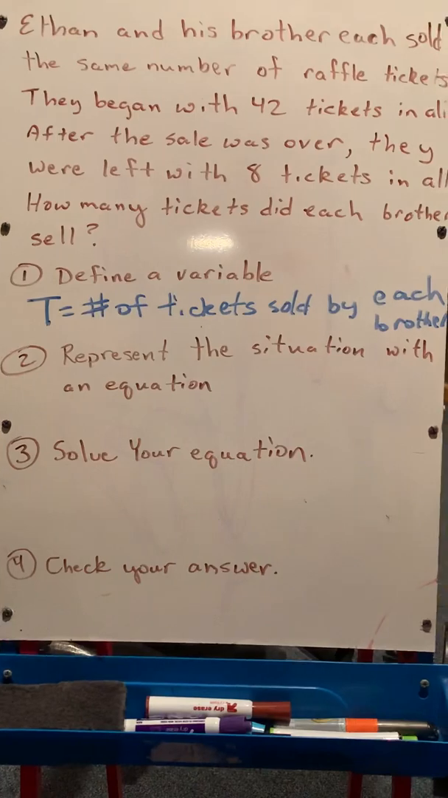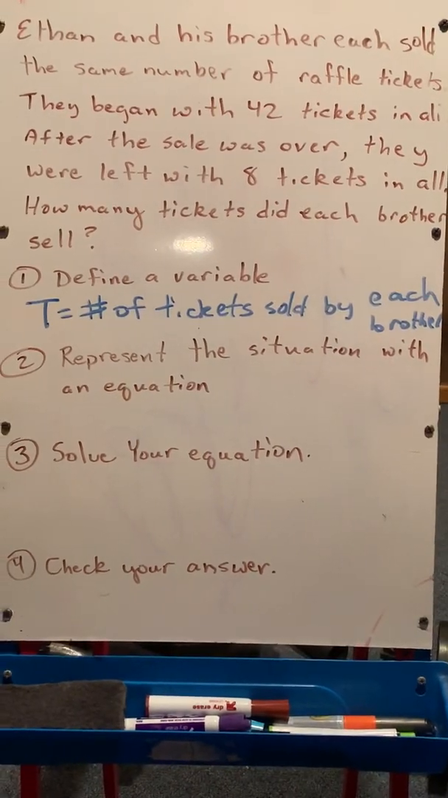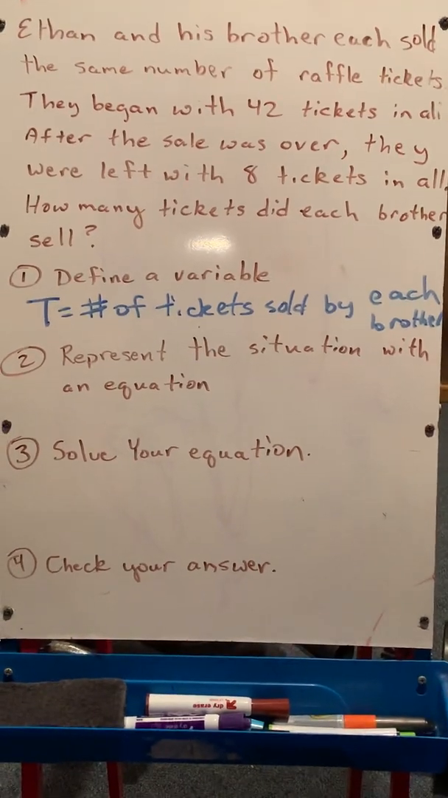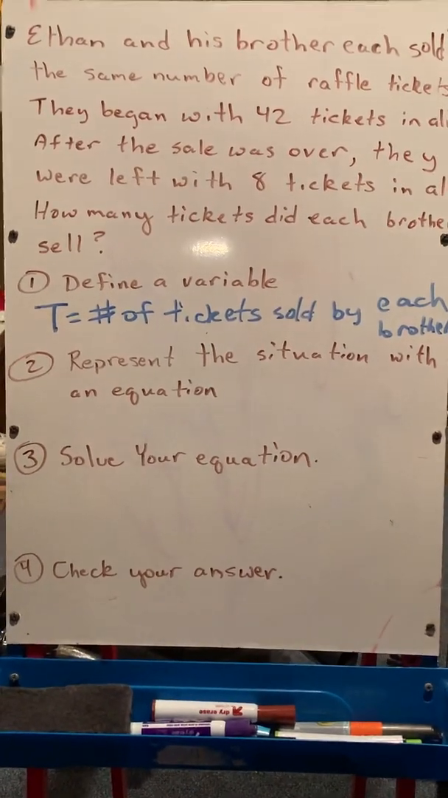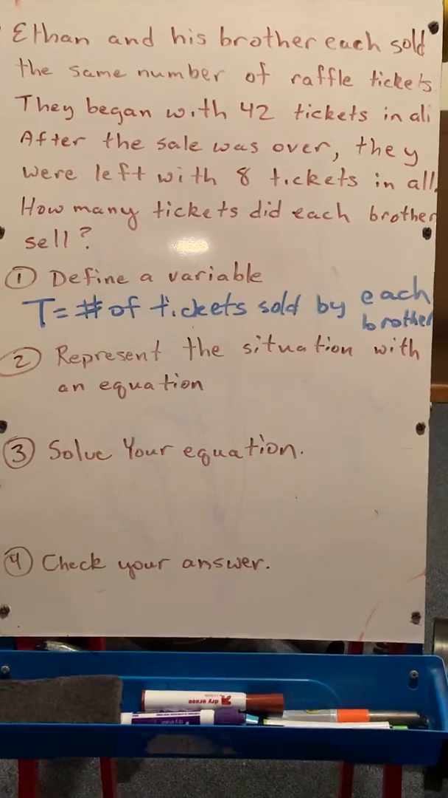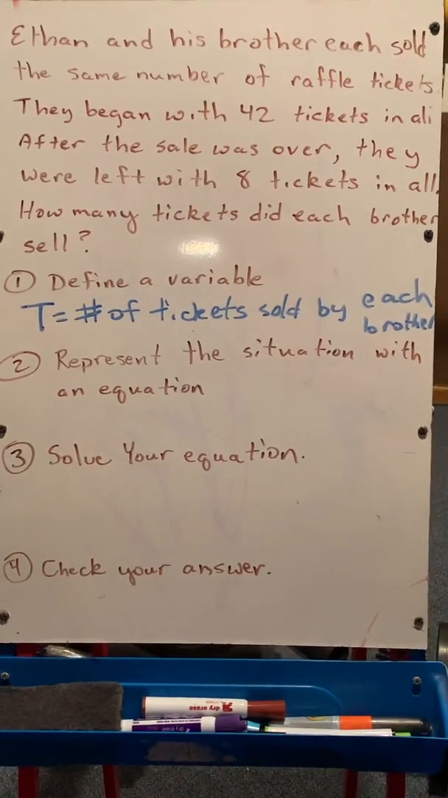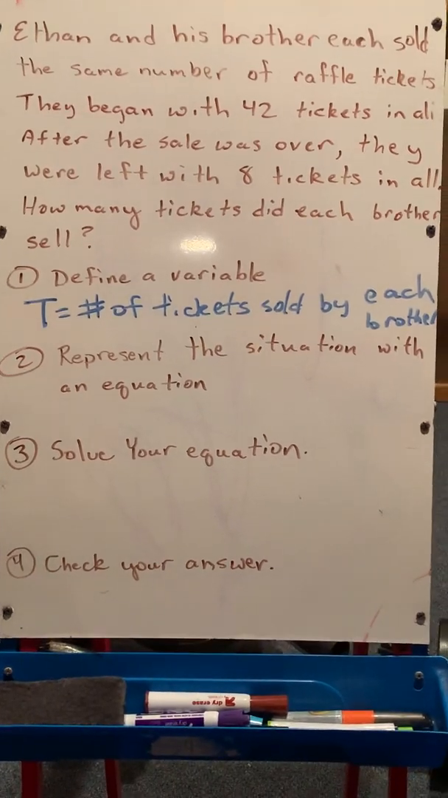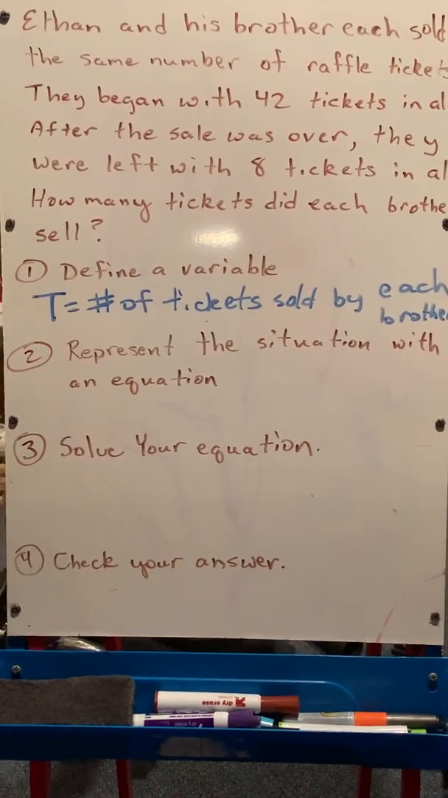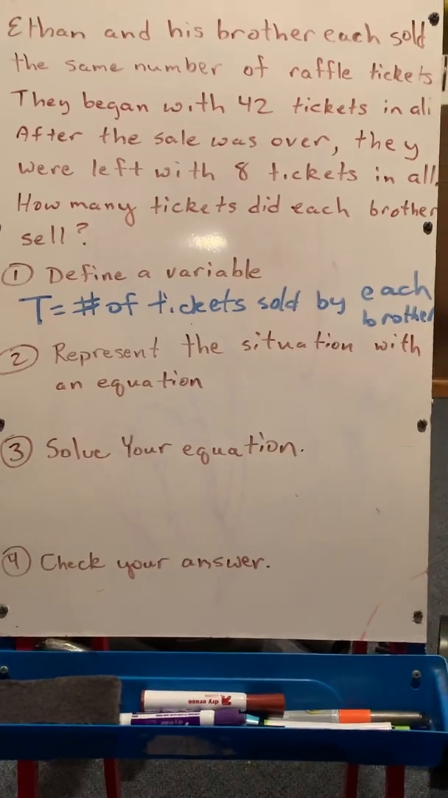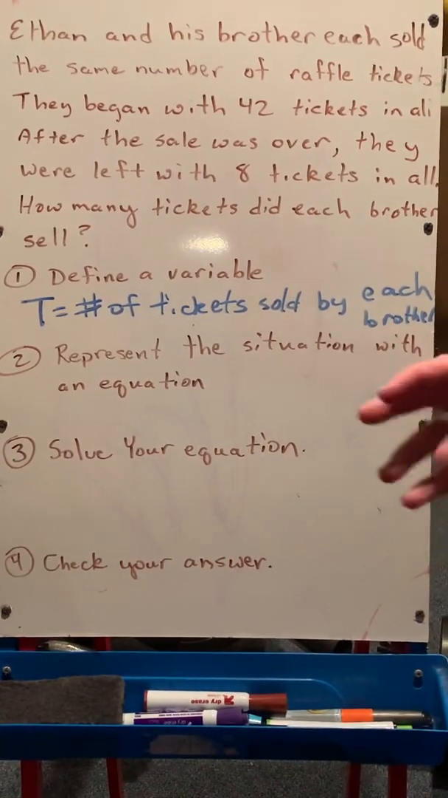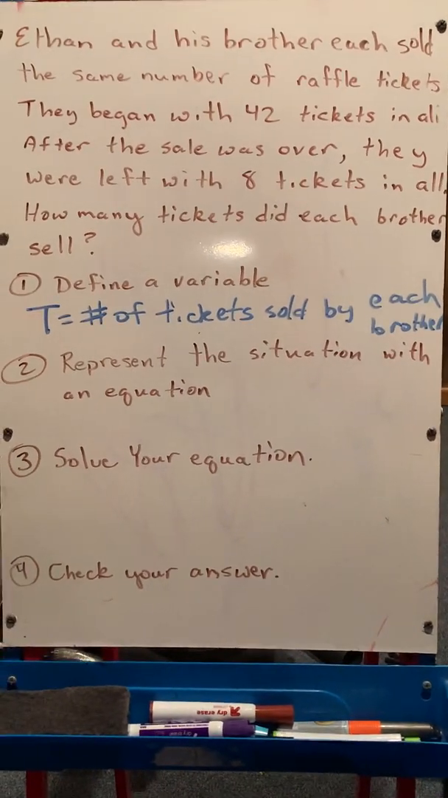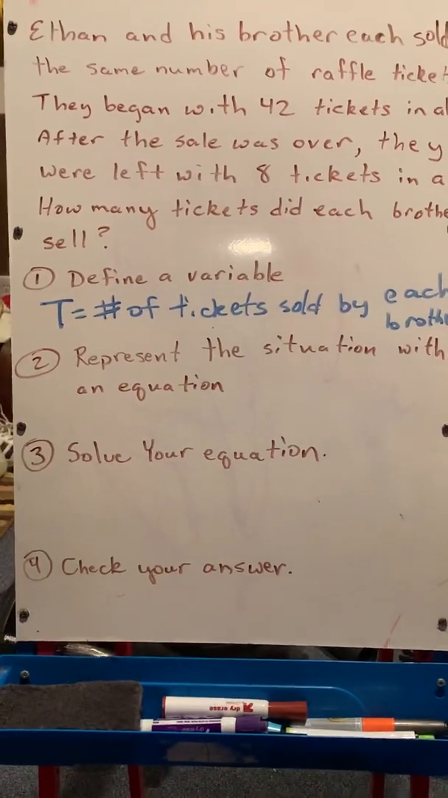Okay, so now comes the part where we have to do our thinking and try and get this put into an algebraic equation. Okay, so in this situation we find out it's Ethan and his brother. So there's 2 of them selling these raffle tickets. Okay, they have 42 of them that they began with, but when they got done, they still had 8 left. So our goal is to find out how much did each brother sell. Okay, and we know the T stands for the tickets sold by each brother, or in this case, one brother would be T, but there are 2 of them because they each sold the same amount.